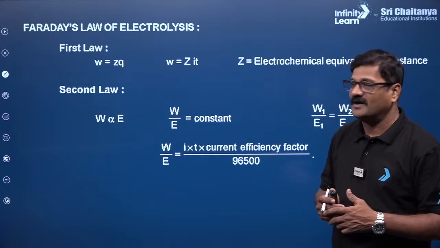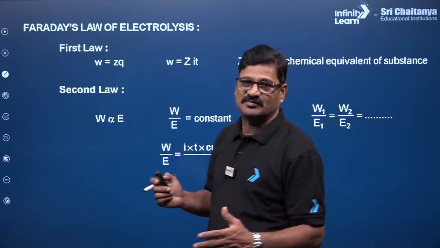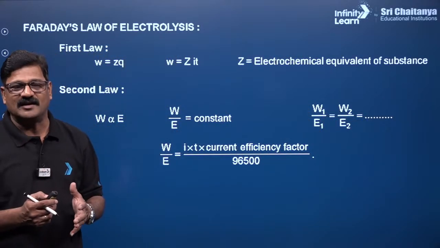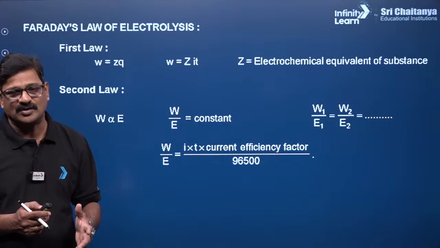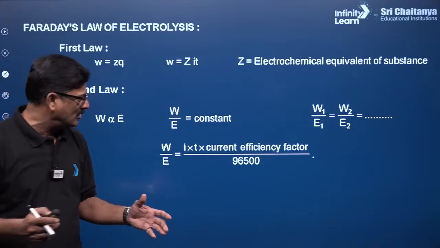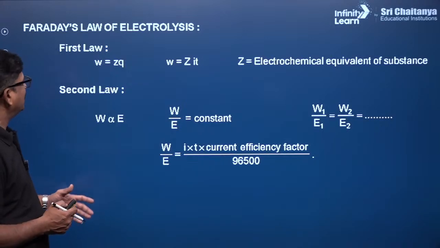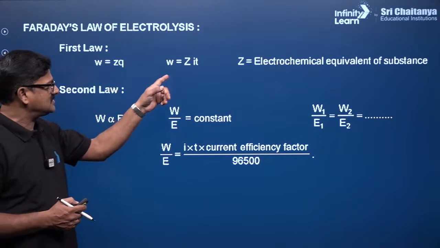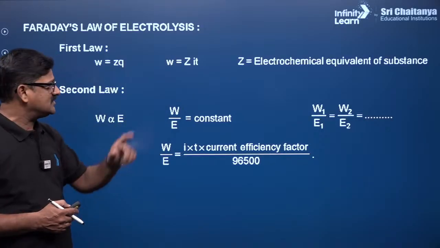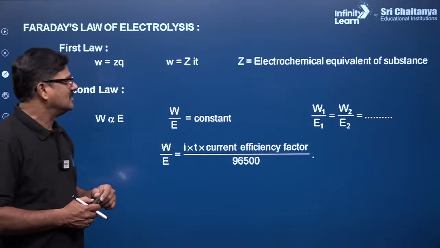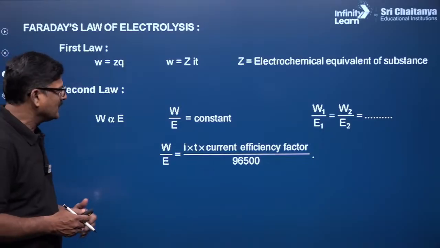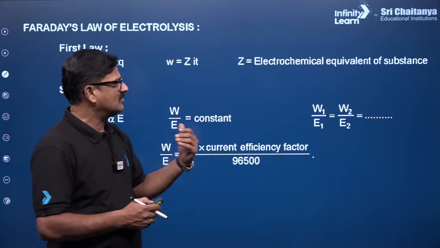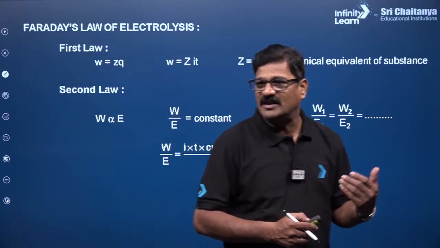And also Faraday's first law: the amount of substance that is deposited is directly proportional to the quantity of charge passed through it, W is directly proportional to Q. W is equal to ZQ, and you can directly use W is equal to ZIt, it doesn't matter, where I is the current, t is called time, and Z is called electrochemical equivalent. Okay, and Faraday's second law, that is W by E is constant, he wanted to say. So W1 by E1 is equal to W2 by E2. What is E? Equivalent weight.